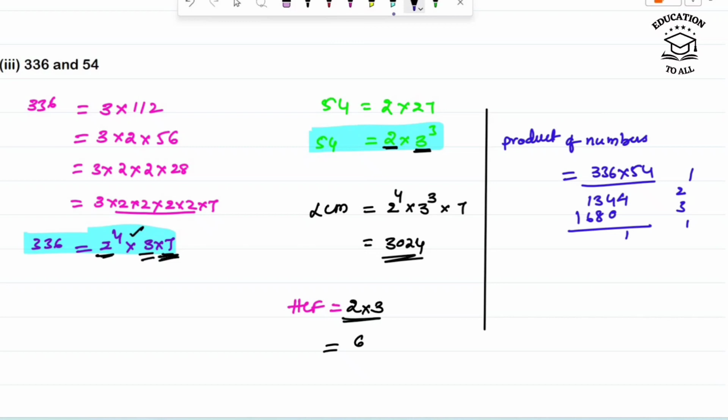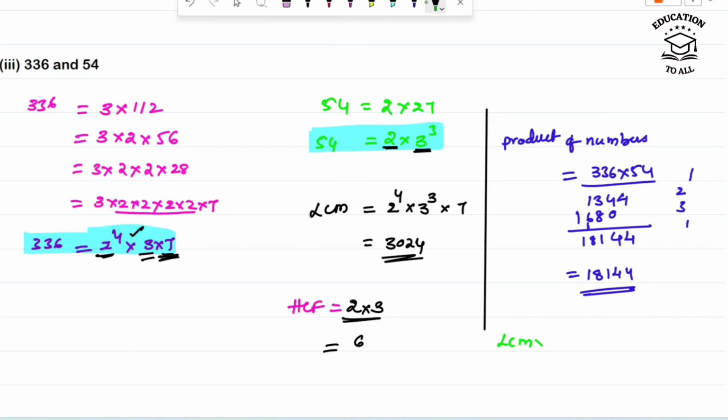Add vertically all the numbers, like 4, 4, and here it is 11 and 1. So this addition is 8 and 1. So the answer is, you get it as the product of numbers, 18,144. Similarly, try to find the LCM into HCF as well.